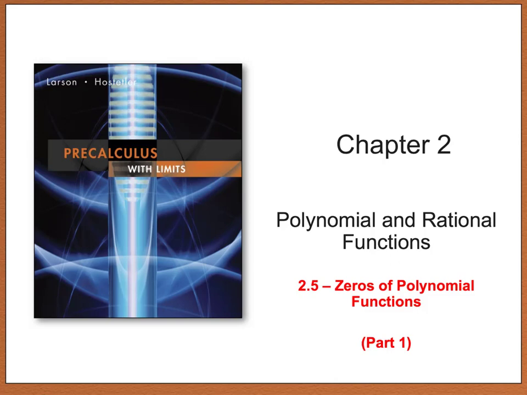Today we're going to look at Section 2.5, which deals with zeros of polynomial functions. This is going to be a two-part video, so we'll start out with 2.5 today and then we'll finish up with 2.5 tomorrow. Now, before we begin, the thing that we're going to look at in this section specifically is how to find all of the zeros of a polynomial function. Now, the zeros of a polynomial function that we're going to identify could be either rational, irrational, or complex zeros.